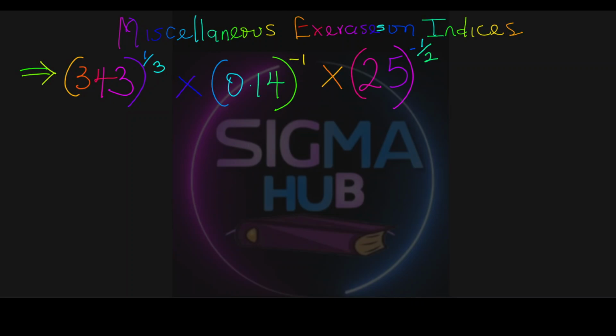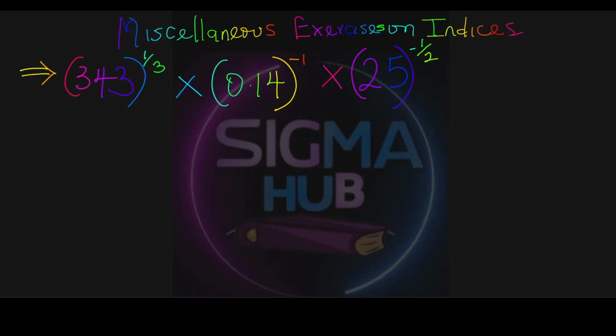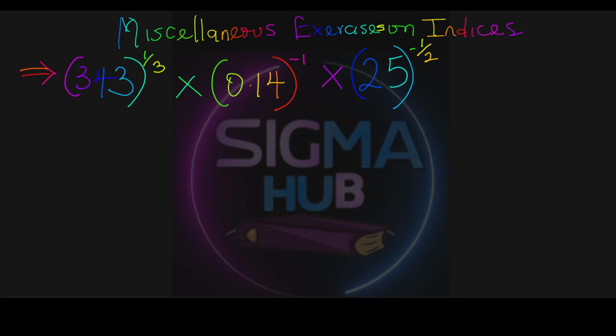And the first exercise here says we should solve 343 raised to the power of 1 over 3 times 0.14 raised to the power of minus 1 times 25 raised to the power of minus 1 over 2. Solution.